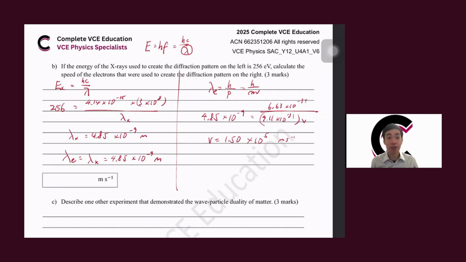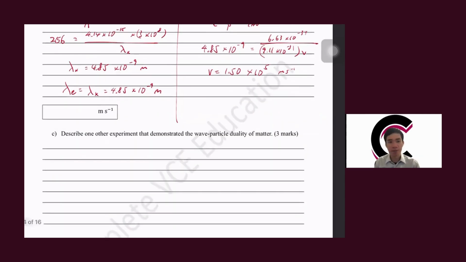So you present your work in a very logical way. Lastly, describe another experiment that demonstrates the wave-particle duality of matter. There are many experiments you can say. My personal favorite is the electron double slit. It's like the double slit experiment, but the electron version.